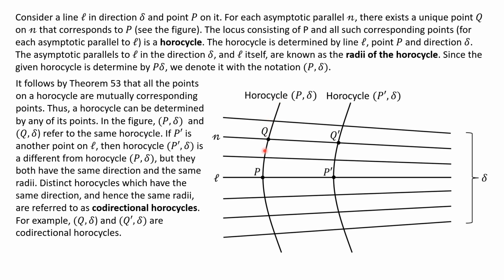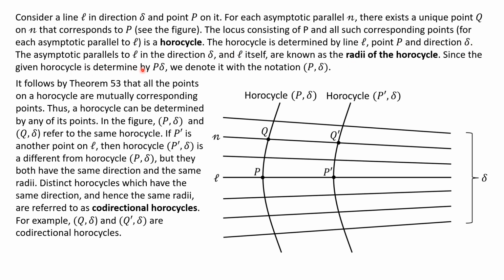We know it's curved from the first theorem on the previous slide, where we didn't prove it, but we mentioned that three corresponding points are non-collinear. So we know these points here are not collinear. The horocycle is determined by line L and point P in a direction delta. The asymptotic parallels to L in the direction delta, and L itself, are known as radii of the horocycle. So for this horocycle here, this is a radius, this is a radius. And again, I can't draw all the lines, but there's an infinite number of lines here.